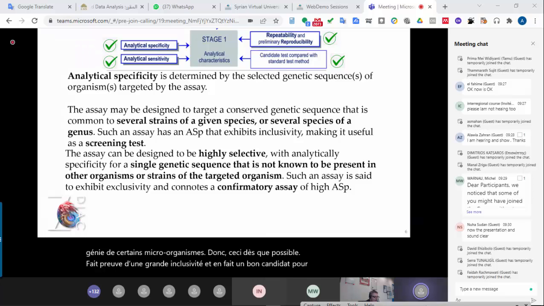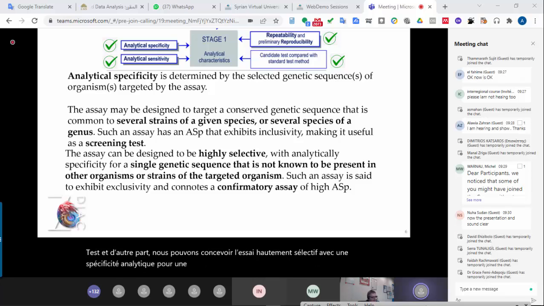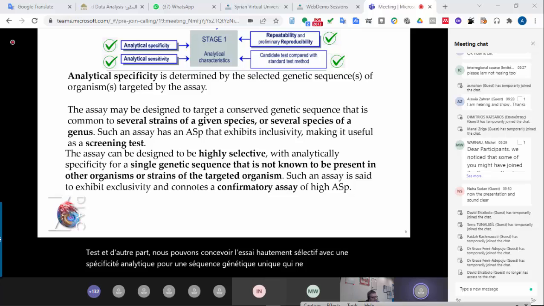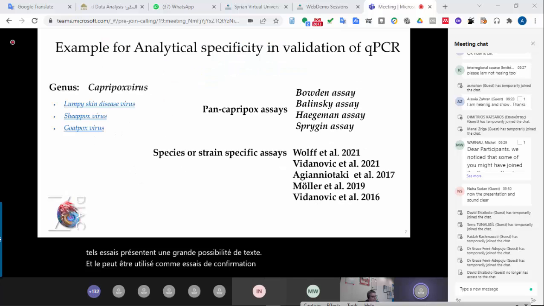And on the other hand, we can design a highly selective assay with analytical specificity for a single genetic sequence that is not known to be present in other organisms or strains of the targeted organism. Such assays exhibit great exclusivity and can be used as confirmatory assays or assays of high analytical specificity.